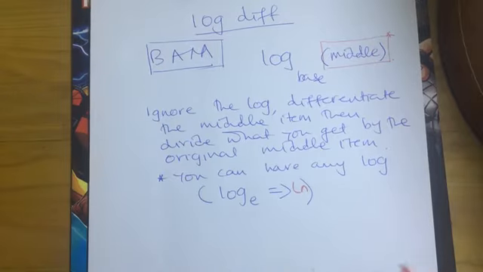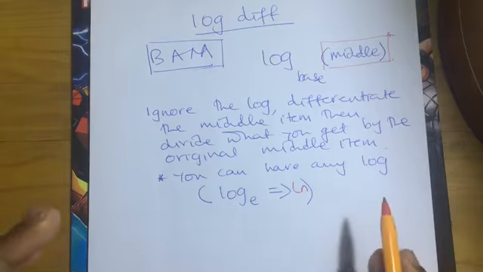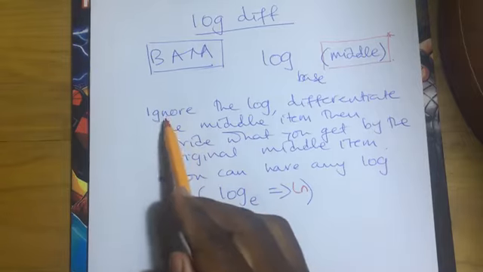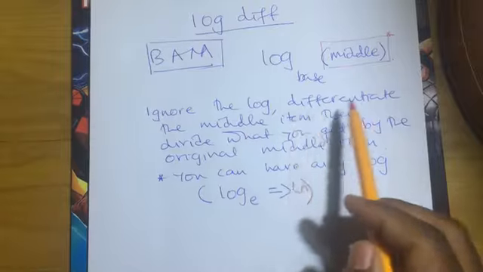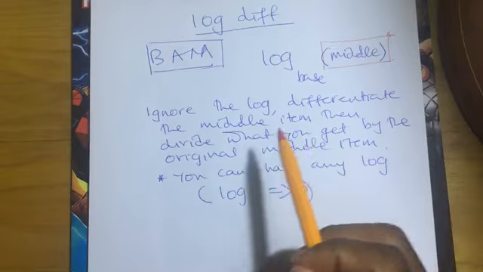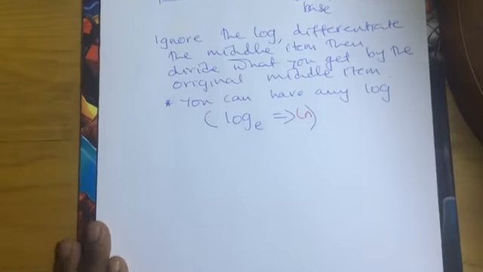Now, you can have any log. You can have log base 10, log base 5, log base whatever. It doesn't matter what log you have. You simply ignore the log and then differentiate the middle item, then divide what you get by the original middle item. Example.